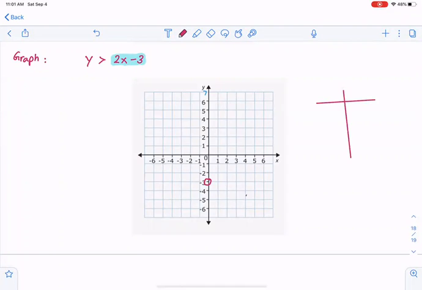I need at least one more point for me to draw that line. So let me pick 2. If I pick 2, 2 times 2 minus 3, which will give us 4 minus 3, we will have 1. If I picked 4, 2 times 4 minus 3, 2 times 4 is 8, 8 minus 3 is 5. And it is a dotted line.